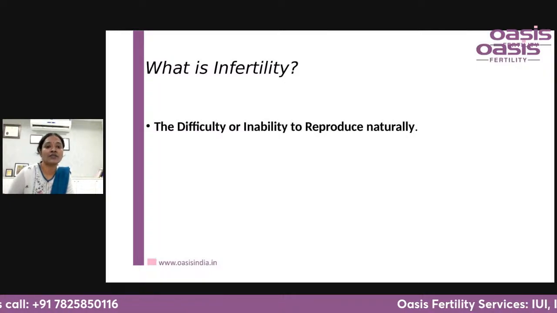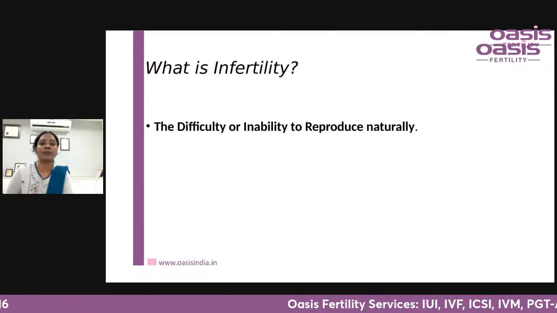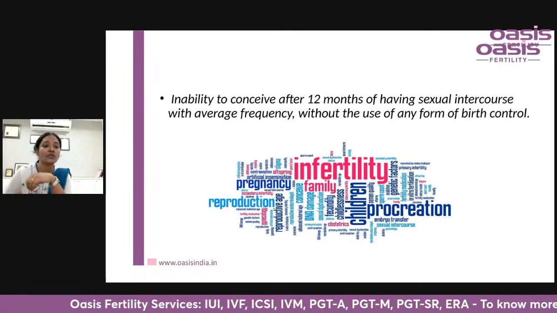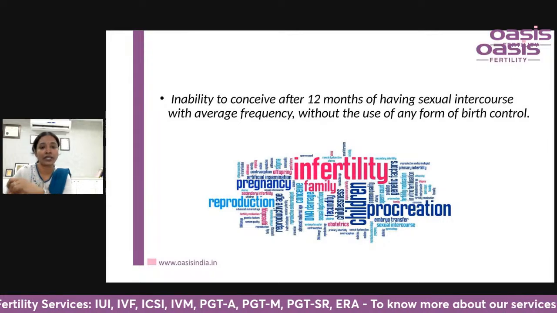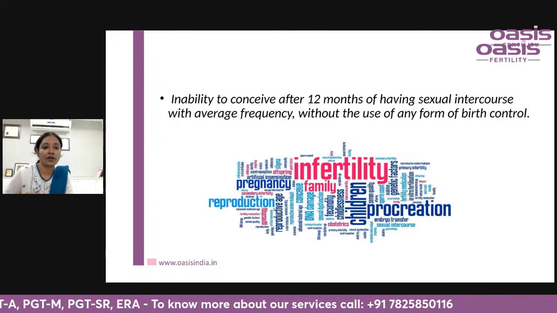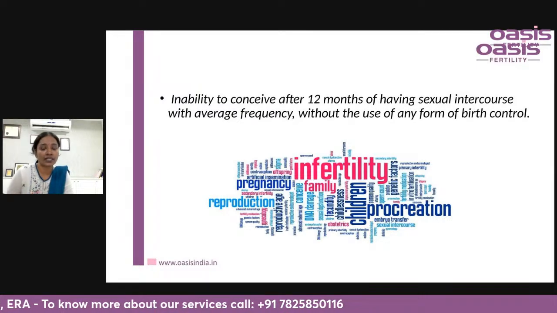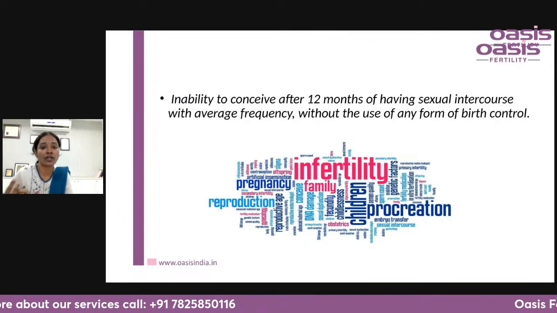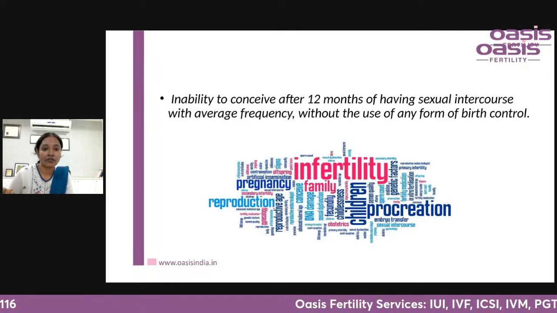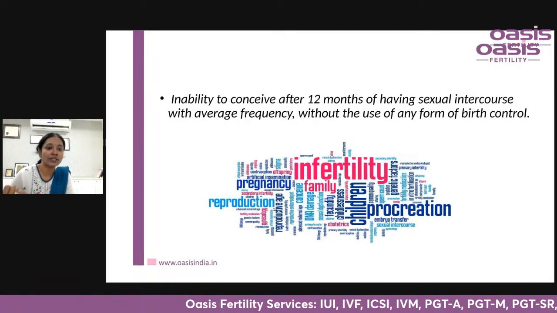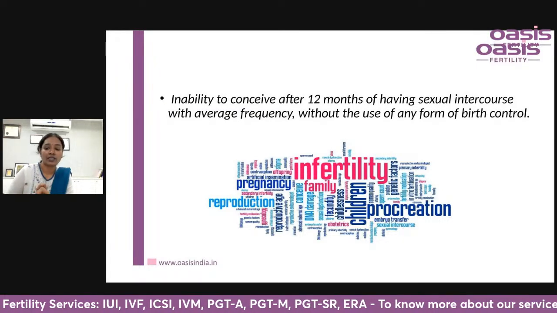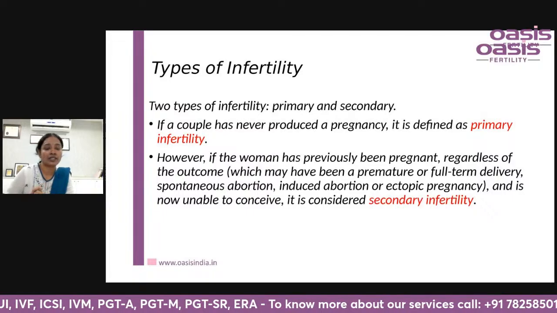Infertility, by word definition, is difficulty or inability to reproduce naturally, but not all couples who present to us with fertility concerns will have infertility. Infertility is diagnosed only when the couple is unable to conceive after trying naturally for at least 12 months. They should be trying with adequate frequency for at least 12 months, and they should not be using any form of contraceptives. Only after that will we know that there is an infertility situation which needs further assessment.